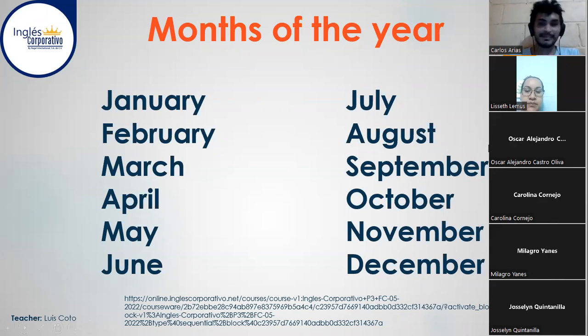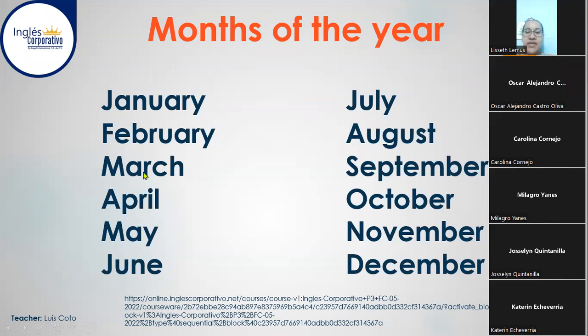That's it. Excellent. Lizette Lemus. Hi, good evening. Can you spell March, Lizette? Let's remember spelling. No, no, spell it, letter by letter. March. M.